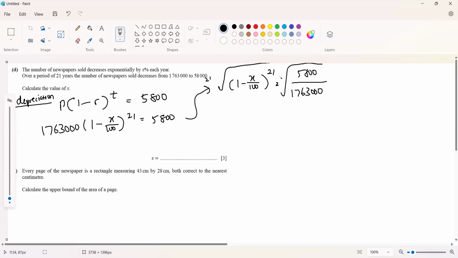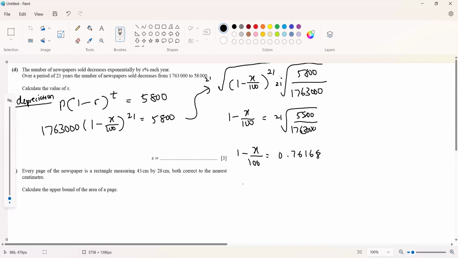So if we take the 21st root of both sides, we get 1 - x/100 equals the 21st root of 5,800 over 1,763,000. And then from here, we can calculate the value first. Take a little bit more decimal places because we are not done yet with this. So 5,800 over 1,763,123.